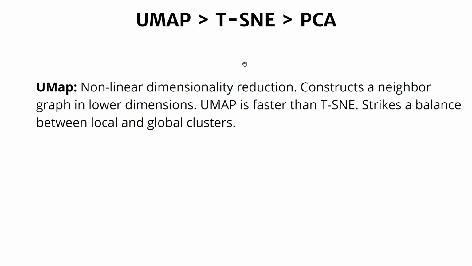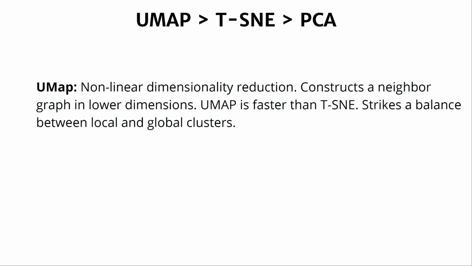So UMAP is the current state-of-the-art algorithm used for dimensionality reduction, and it is also a non-linear dimensionality reduction technique. How it operates is that it constructs a neighbor graph in higher dimensions and projects that into lower dimensions. So it's a graph-based algorithm.